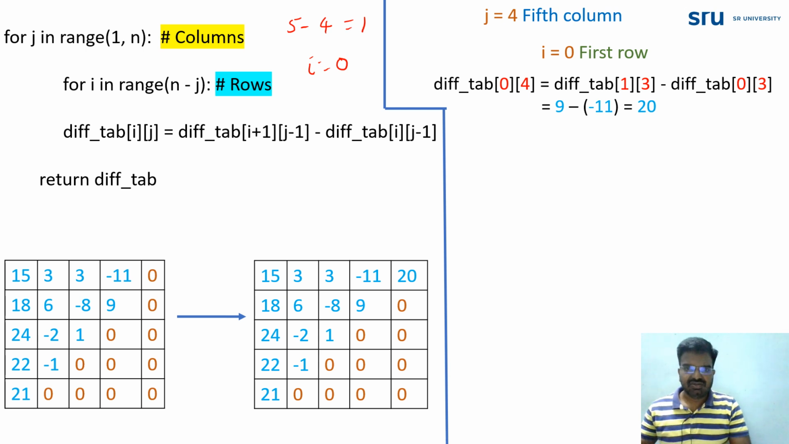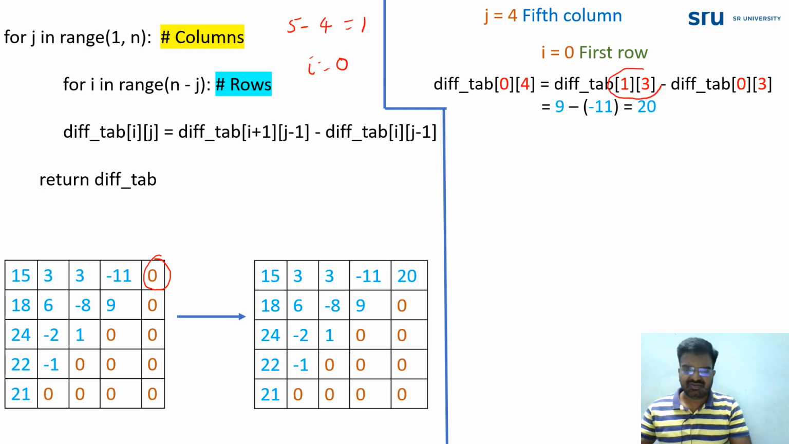See, in first row, fifth column, this is the position we have to fill now. We fill this position with the difference 9 minus of minus 11. You can see what is the position of 9. It is second row, fourth column. Second row, fourth column means what is the index? 1, 3. Okay, you can observe here.